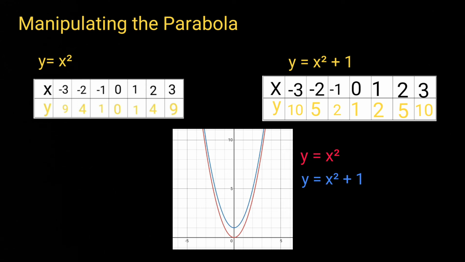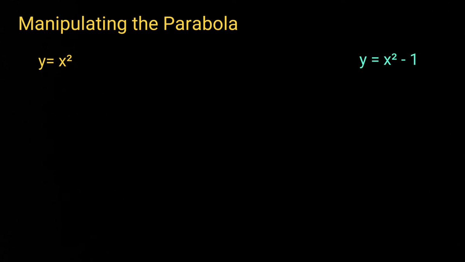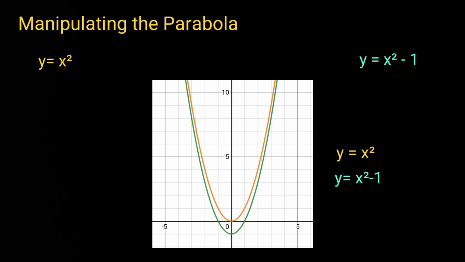But what would happen if the function is x squared minus 1? Well, that would mean that its graph will always be 1 unit lower than the x squared function. So here is its graph to help you visualize this.